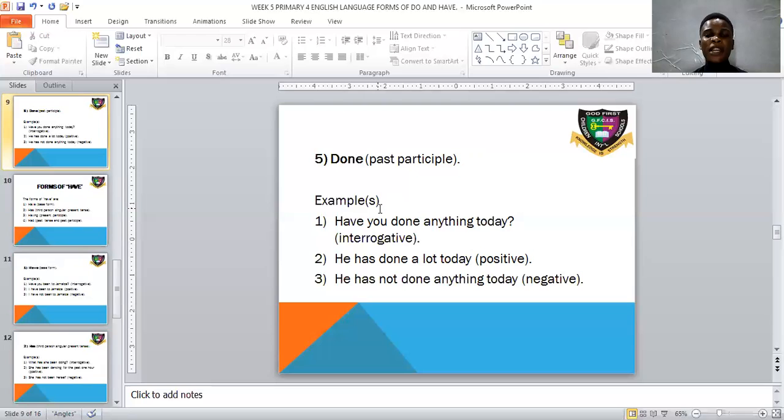You've helped your mom in education, you've helped your dad in washing his car, you've helped in going to the market to get some foodstuffs, and you'll be doing one thing or the other. That means you have done a lot that day. That is a positive statement. He has done a lot today. That is in the past.